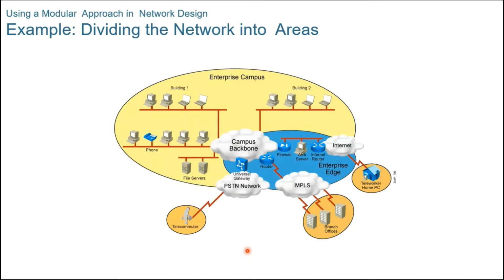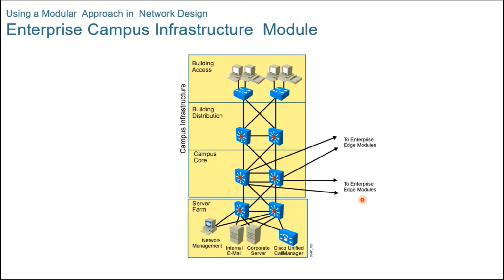Let's have an example here of dividing the network into areas. So the figure shows an example of dividing network into an enterprise campus area, an enterprise campus edge, and some remote areas. Enterprise Campus Infrastructure Module. So the following section provide additional details about each of the functional areas and their modules.